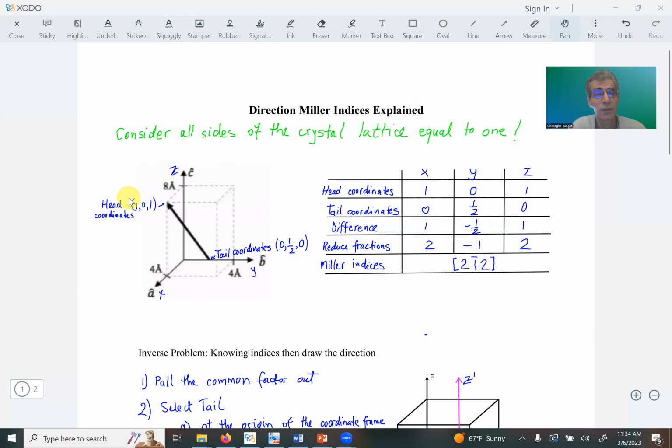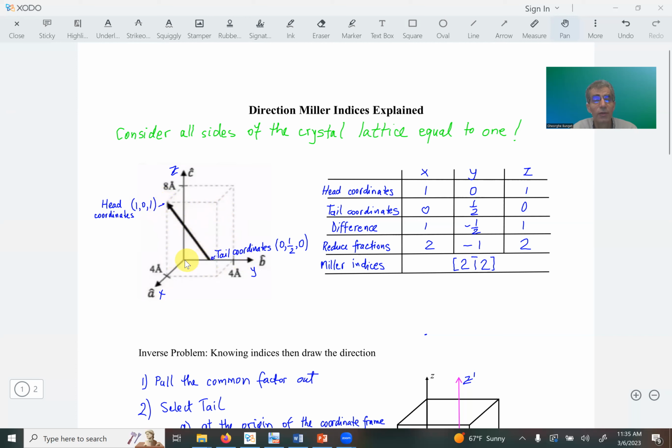For a vector we have a head and a tail, and the first thing when we start is we need to find the coordinates of the head and the coordinates of the tail. Of course, we do have an origin. Most of the time, this is where we select the coordinate frame like usual. So you can see here that we have 1, 0, 1. On the x-axis, the head is here, it's 1. There is nothing on the y-axis, 0, and on the z-axis, it sits on 1 also.